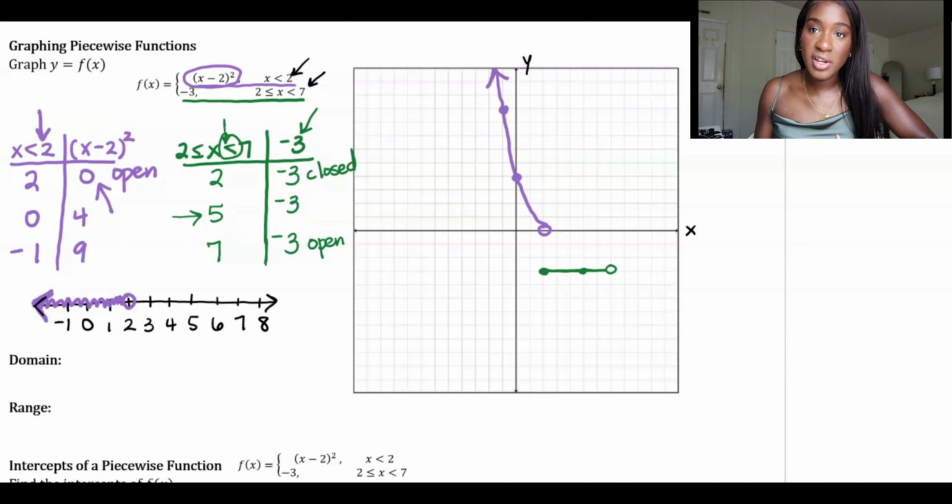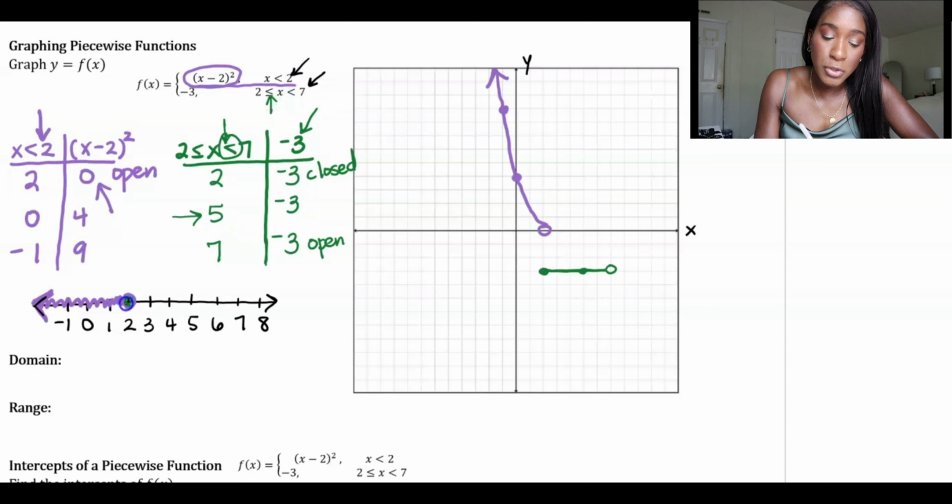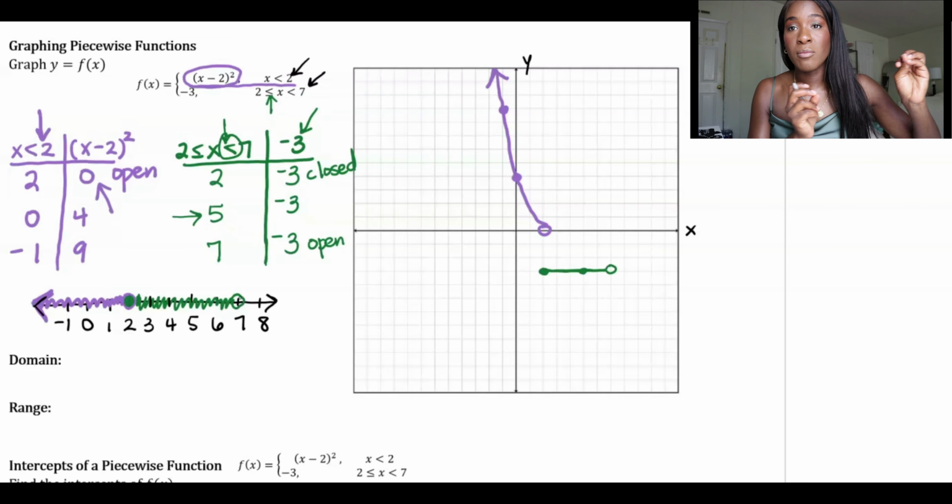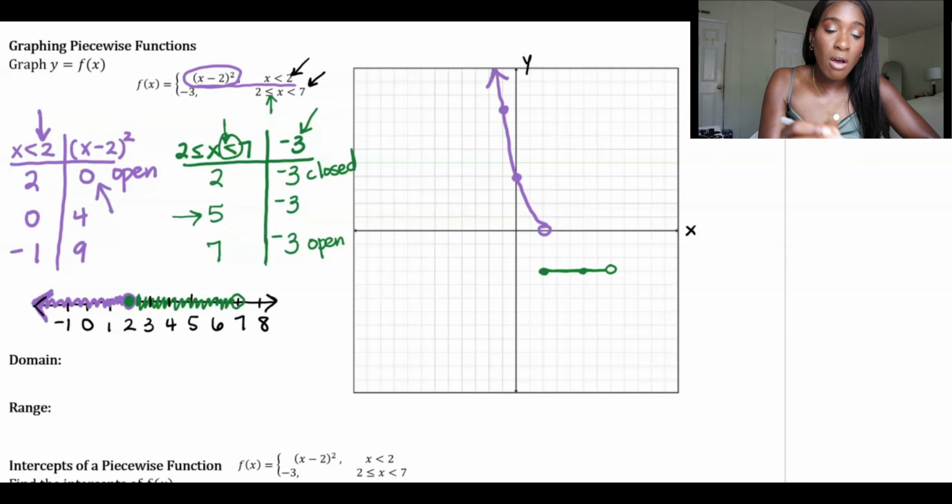For the next piece, the green piece, it says x is between 2 and 7, but 2 is included because that inequality has the or equal to. So I'll put a closed circle on 2. That closes up that open circle. And 7 is not included. So I'll put an open circle on 7. And x can be anything between 2 and 7. Bigger than 2, but smaller than 7. So stop shading at 7. And now to get the domain, we're going to read the shading from left to right. Starting all the way off at the left, the shading starts at negative infinity.